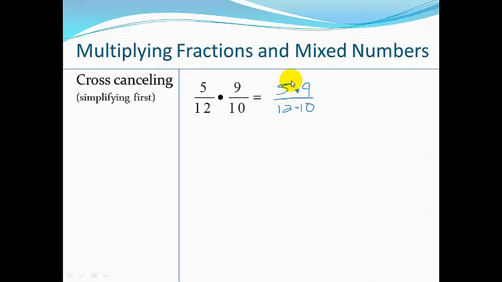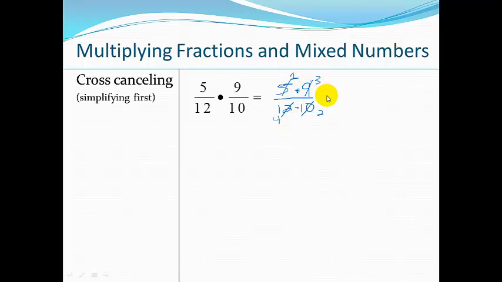Mm-hmm. And then I'm going to go ahead and divide out the 5. 5 divided by 5 is 1. That's my 1. 10 divided by 5 is 2. So I'm just going to leave that right there. And then I know this 9 and the 12, like we talked about, have a common factor of 3. So 9 divided by 3 is 3. 12 divided by 3 is 4.